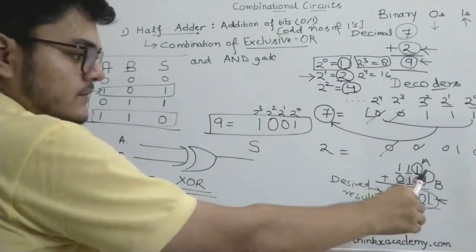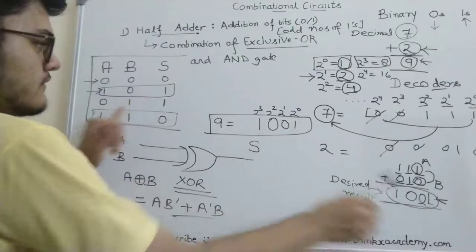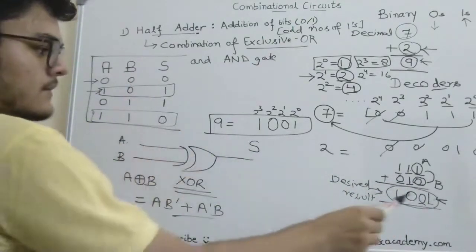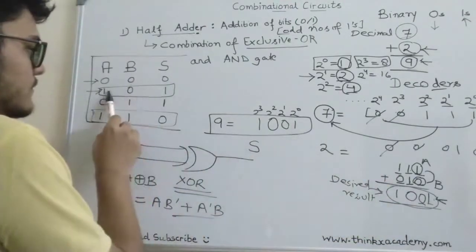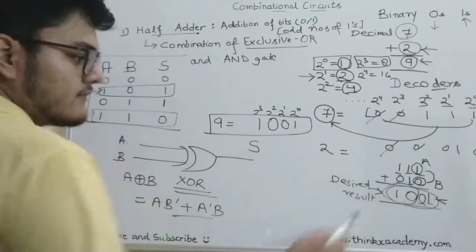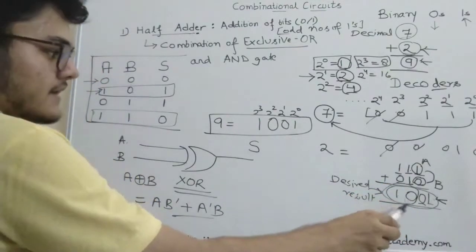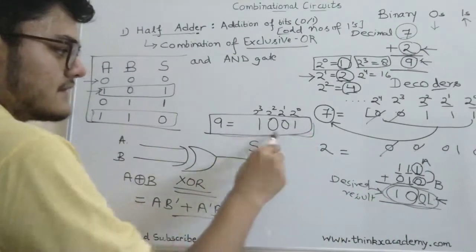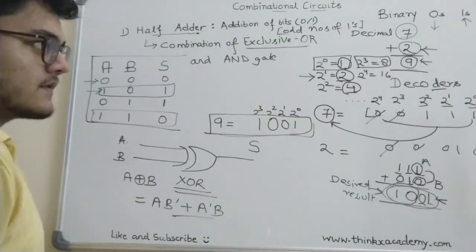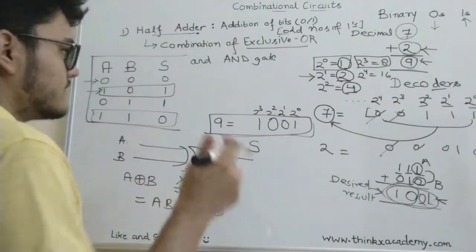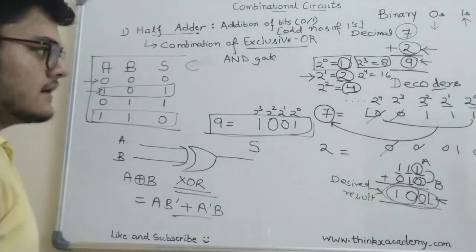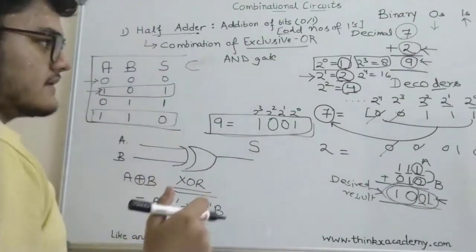Alright, so we know that 1 plus 0 gives us 1 from this truth table, 1 plus 1 will give us 0, and 1 plus 0 will give us 1. But you can see here, instead of 1, I have written 10 here, because we want this desired result. So why is this error occurring here? I want to show you our next output, which is the carry. I want to explain what the carry signal is.